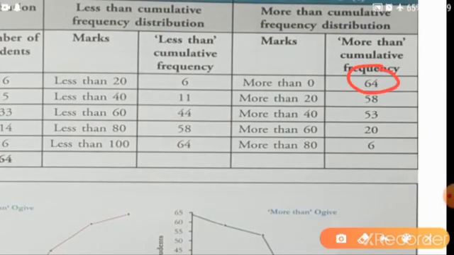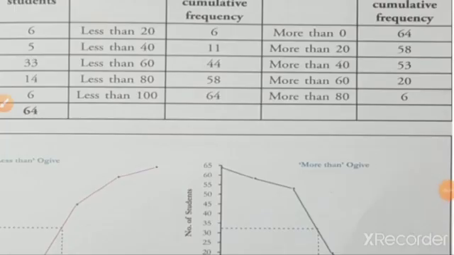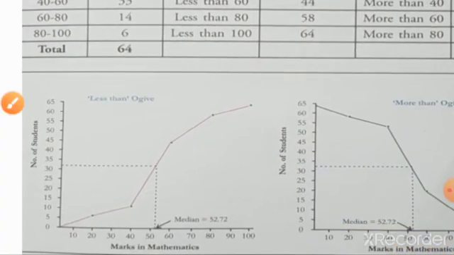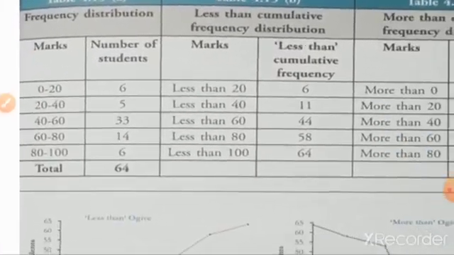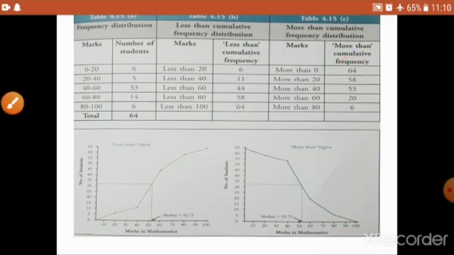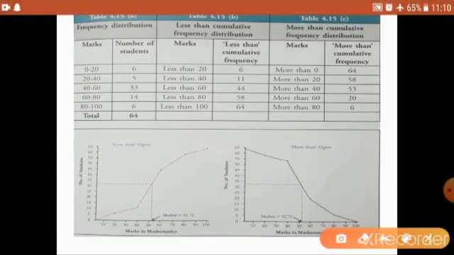With this, what we will do is subtract: 64 minus 6 gives 58. Again 58 minus 5 gives 53, 53 minus 33 gives 20, 20 minus 14 gives 6. Then it will be equally balanced. This is the way you have to find the less than and the more than cumulative frequencies.